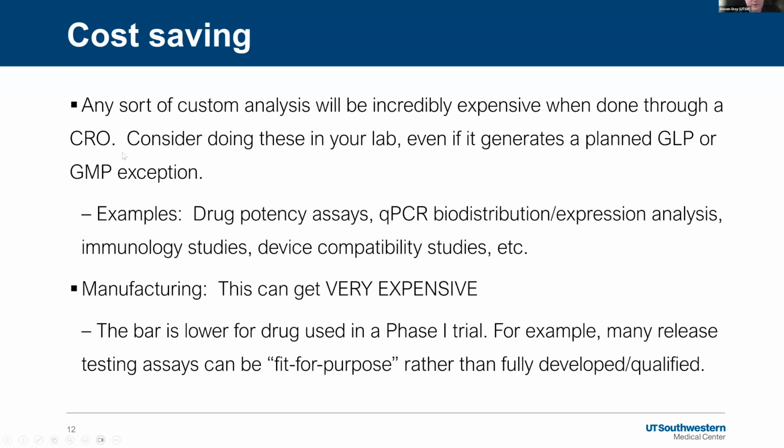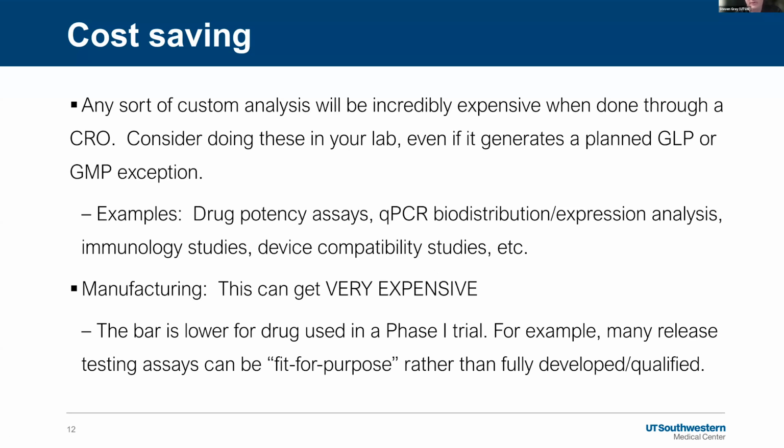So I'm just saying things like drug potency assays, again, qPCR, biodistribution, expression analysis, immunology studies, device compatibility studies, things like that. The last thing, manufacturing, probably a lot of you recognize this. This can get very, very expensive and probably be the biggest expense of trying to get your clinical trial started.